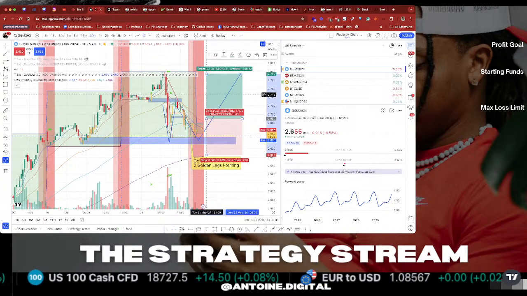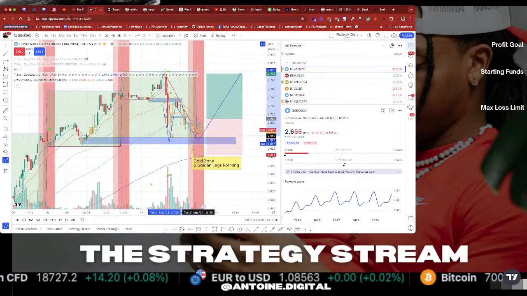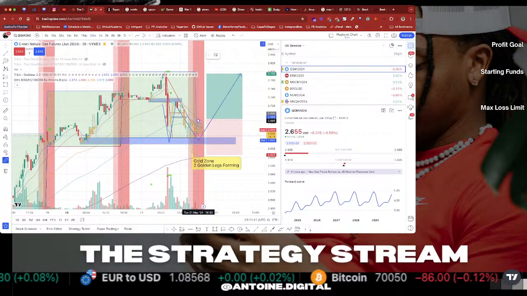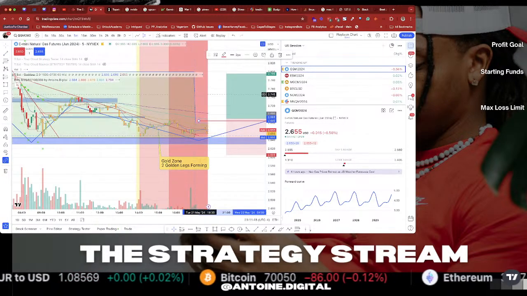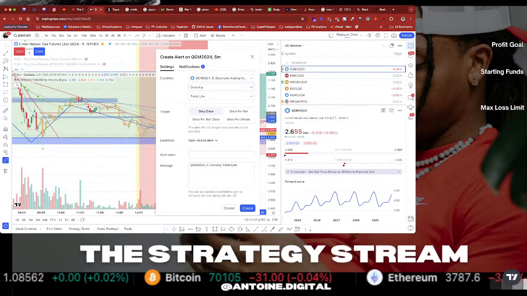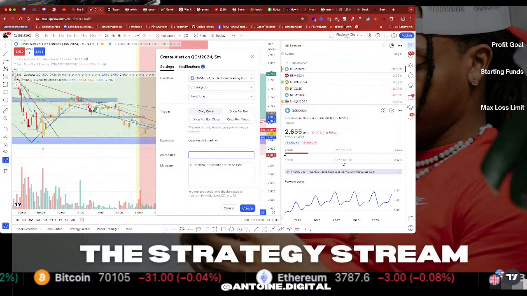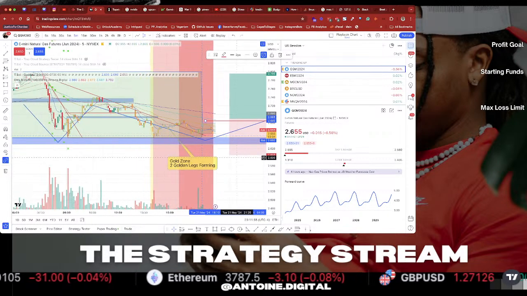So I'm going to set some alerts. Okay, I'm going to set some alerts to be notified when this market starts to come back up. This might be a nice set it and forget it trade right here. Okay. So my alerts say look for buys.